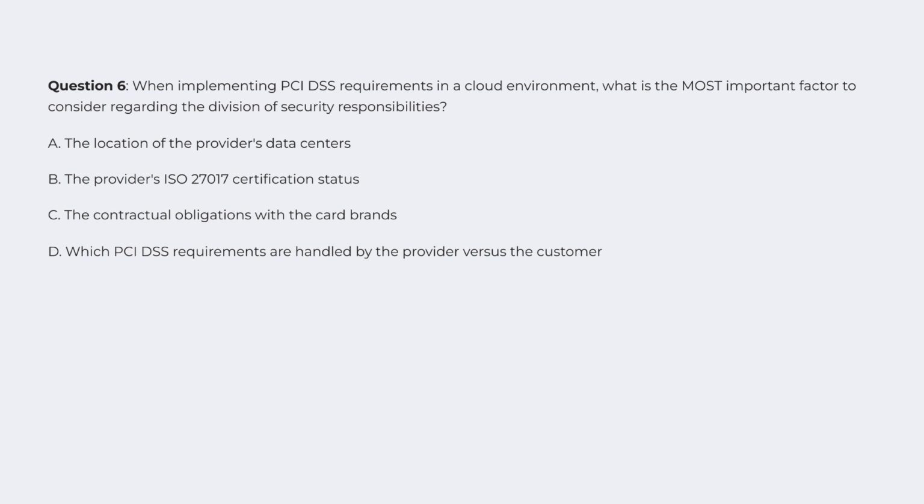Question 6. When implementing PCI DSS requirements in a cloud environment, what is the most important factor to consider regarding the division of security responsibilities? A. The location of the provider's data centers. B. The provider's ISO 27017 certification status. C. The contractual obligations with the card brands. D. Which PCI DSS requirements are handled by the provider versus the customer?